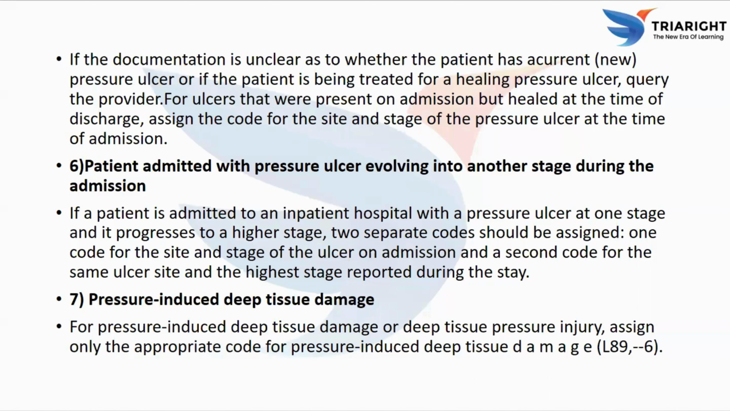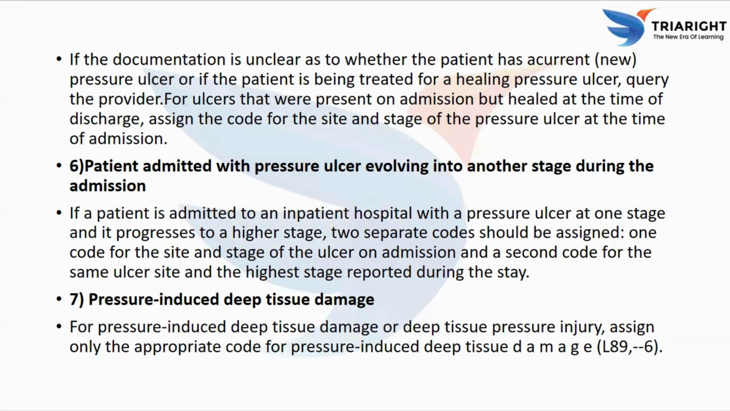So what is the coding guideline whenever a patient is admitted with a pressure ulcer evolving into another stage during the admission? Sometimes the ulcer worsens during the hospitalization. If the ulcer progresses to a higher stage during the stay, you have to assign two codes. The first code is for site and stage at the time of admission, and the second code is for the same site plus the highest stage reached during the stay. What is the reason over here? ICD-10-CM requires tracking the patient's condition on admission and the progression during the hospitalization.